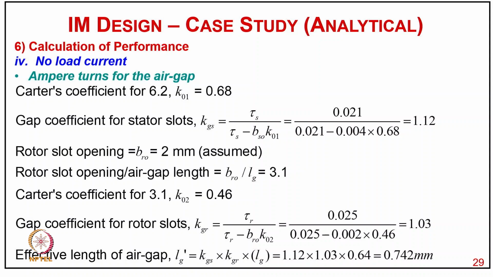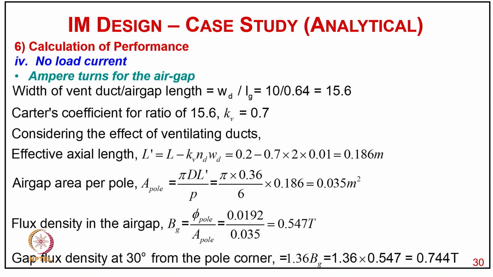The effective length of the air gap now comes LG dash equal to KGS KGR into LG. Putting in all the values, it comes 0.742 millimeter. Now the width of the ventilating duct over the air gap length, WD upon LG, comes 15.6, and the Carter coefficient because of this duct, for this ratio of 15.6, comes KV equal to 0.7. Considering the effect of the ventilating duct, the effective axial length is L dash equal to L minus KV and D with WD, so it comes 0.186 meter.